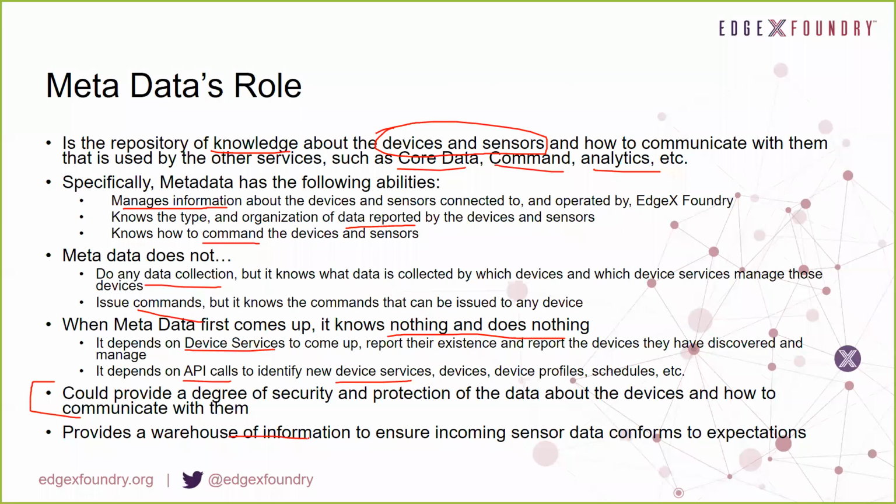So it provides a warehouse of information, giving us an indication of what's coming through EdgeX and what is going to be used to command those devices and sensors. Oh, by the way, it also helps us ensure that the data we're getting conforms to our expectations. If a thermostat says it's reporting something in numeric form, say degrees Fahrenheit, we might have certain expectations around that. We don't want to start getting strings that don't look like numbers as part of that sensor data. So it also offers a way to help comb through and filter that data and make sure we're getting what we expect from devices and sensors.